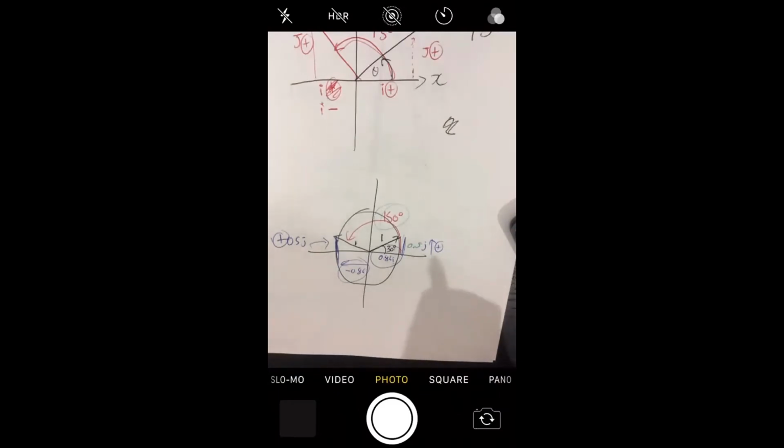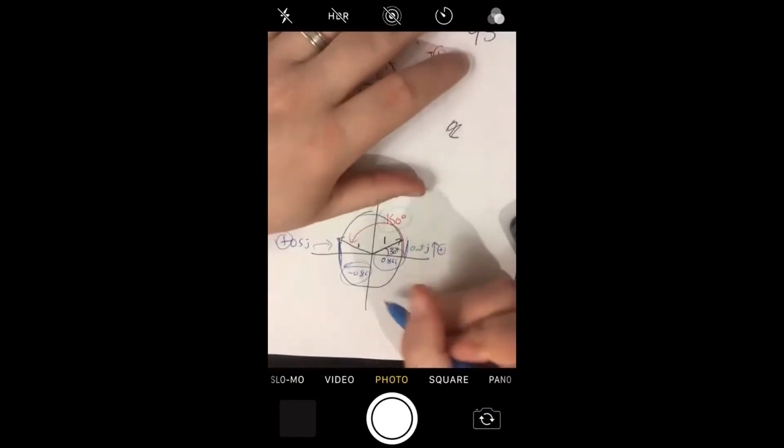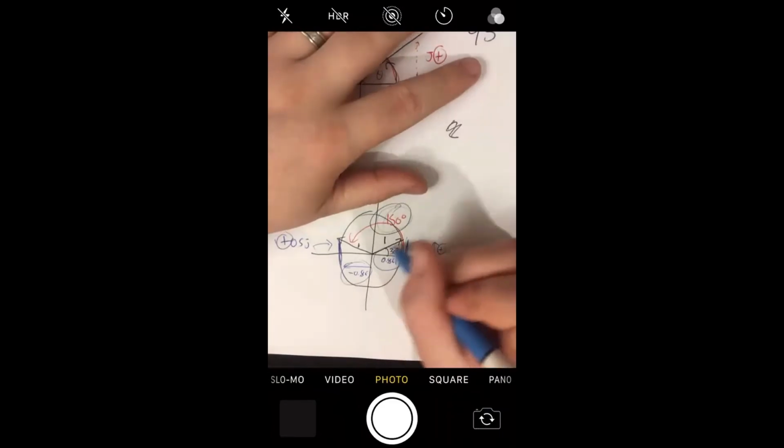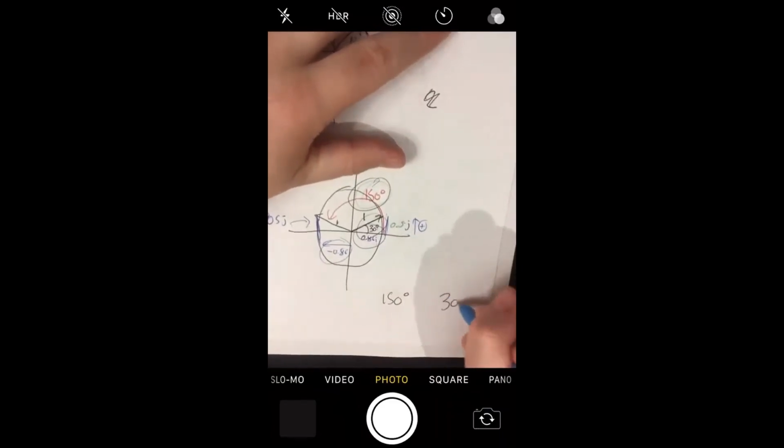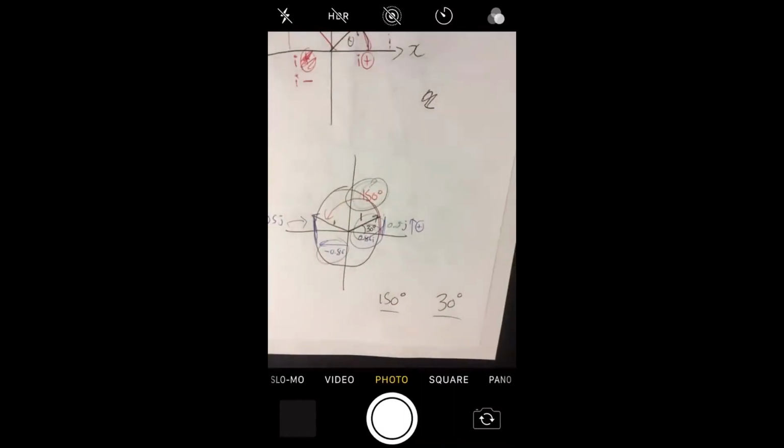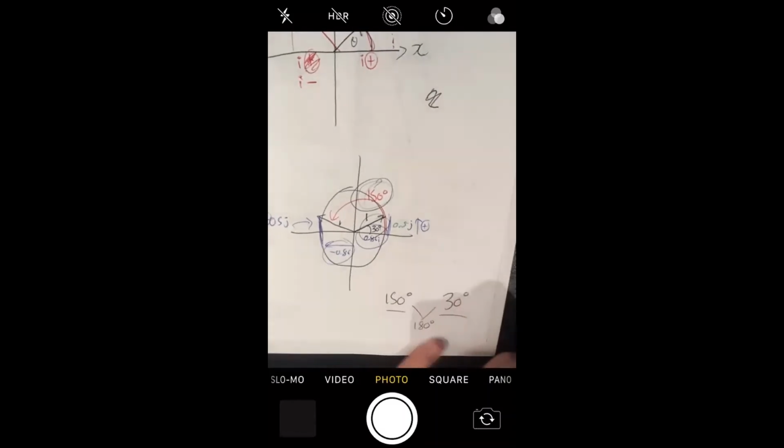Well, the reason that this is important is there is a link between 150 degrees and 30 degrees. Does anyone know what is the link between these two values? 180 minus 150 is 30 degrees. These two together make 180 degrees.